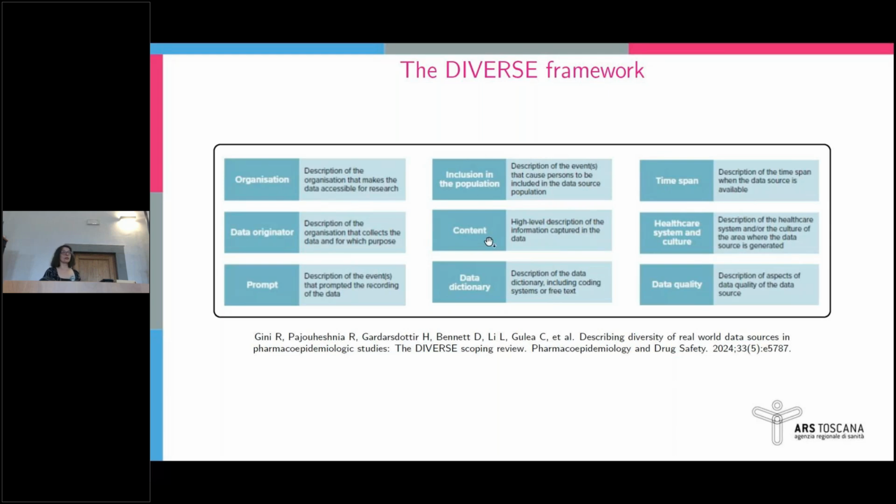measurement. The content, so which are the variables that are measured whenever a record is prompted, and the data dictionary, so how those variables are coded, whether they are ICD-9, ICD-10, categorical variables, or whatever. The time span, so when that started and how recently it ended and things like that.